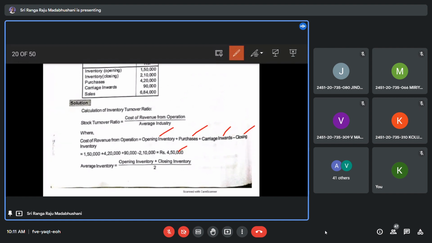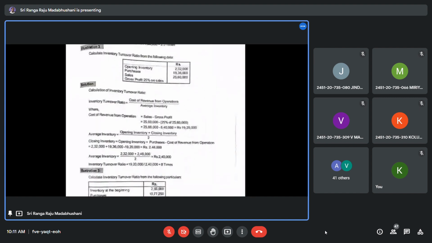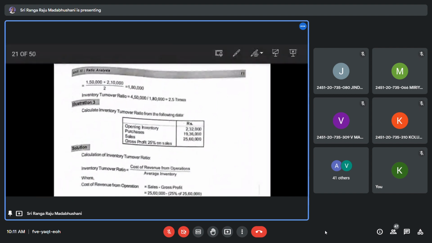Then average inventory: opening inventory 1 lakh 50,000, closing inventory 2 lakh 10,000. 150 plus 210 is 360, 360 divided by 2 means 180. 1 lakh 80,000 is the average inventory. So 4 lakh 50,000 by 1 lakh 80,000 is 2.5 times. 2.5 times. See here, another situation.